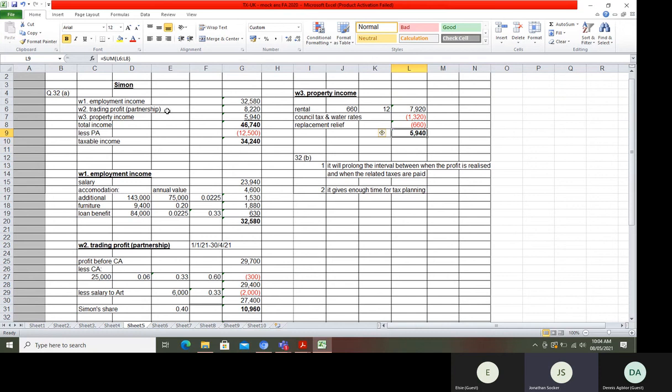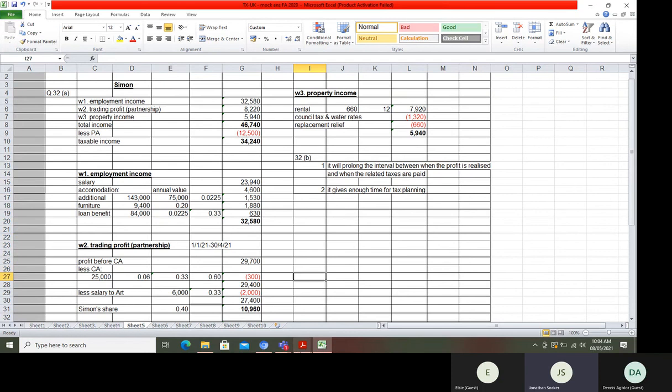So when we sum all this, we can now group them at the top here. So for employment, the trading profit, the property, we get a total of 46,740. We less our personal allowance and get our taxable income. So that's how we go for the question, to get a taxable income.